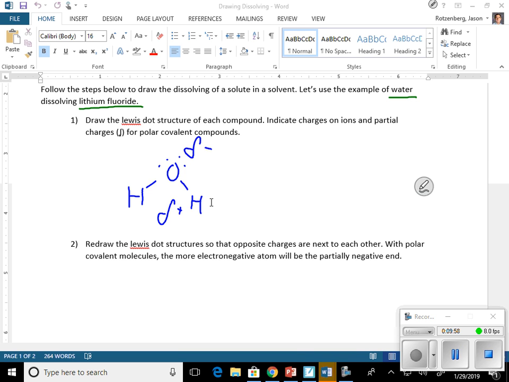Lithium fluoride is an ionic compound. It is composed of lithium ions, that's a +1 charge, and fluoride ions with a -1 charge. And we could add our 8 electrons to show that fluoride is at the octet. Please keep in mind, however, that you could have things that are a +2 or a -2. Hopefully you remember why that is the way that it is.